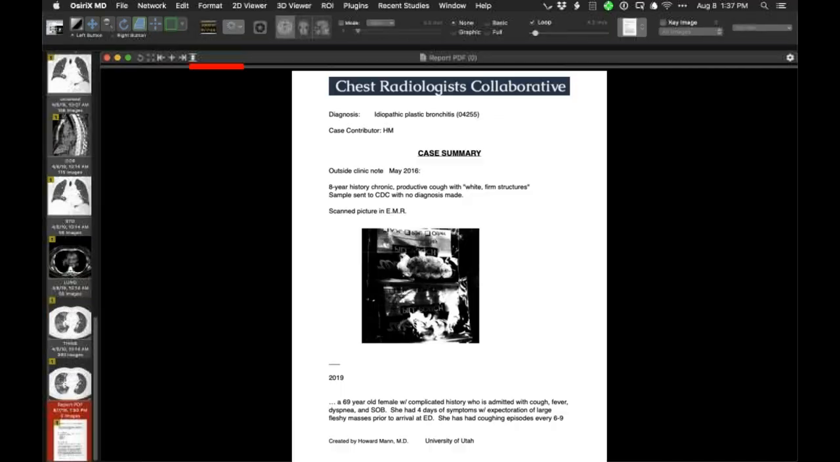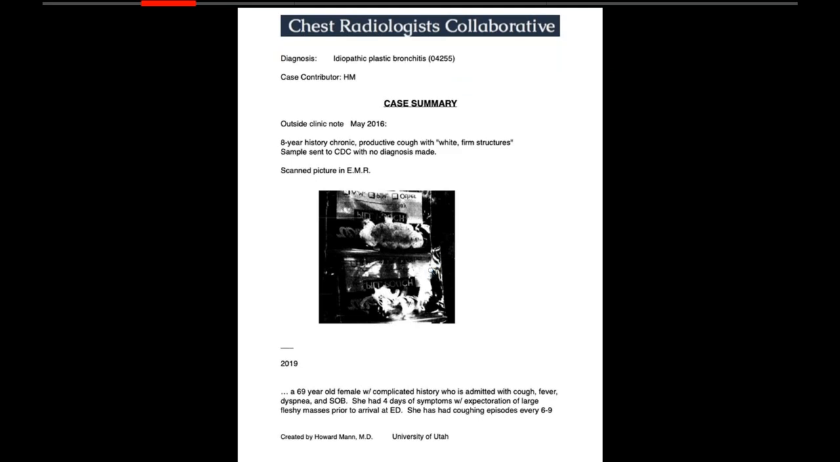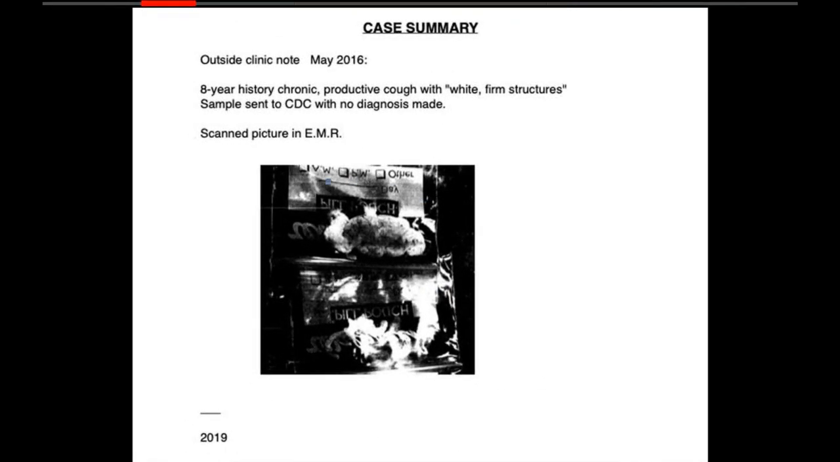But now I'm going to show you some interesting findings. I found in the EMR back in 2016 that someone actually took a photograph of the stuff that this person was coughing up, and white firm structures, it says. I'll magnify that. As best I can tell, this is a plastic bag full of the white structures. An interesting sample was sent to the CDC. I don't know why the CDC, I wonder if that's a mistake. An 8-year history with no diagnosis made. So this is a lot of stuff.